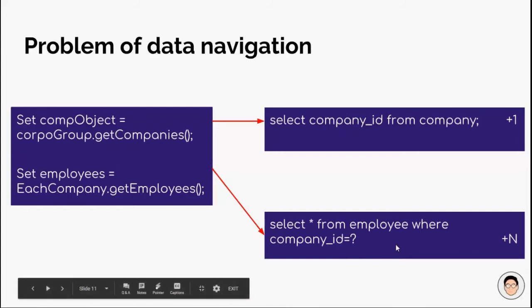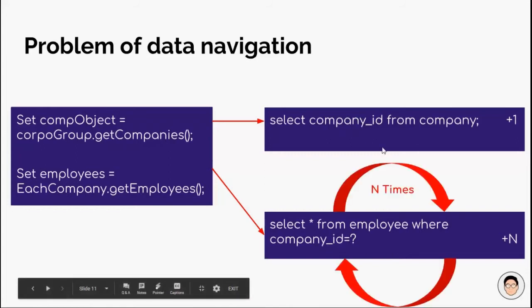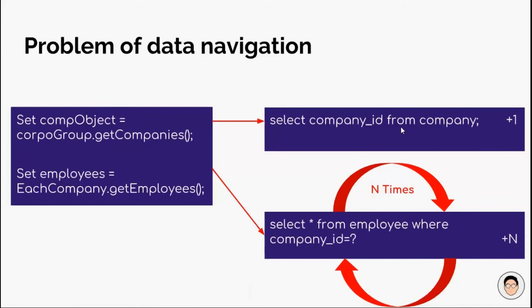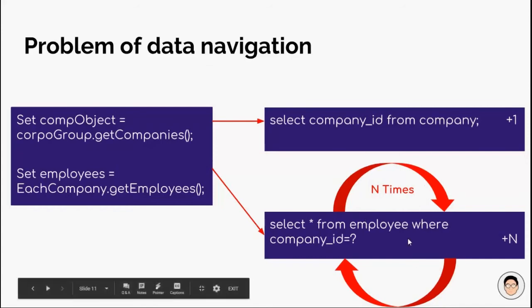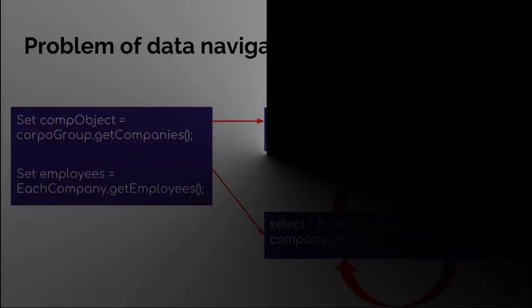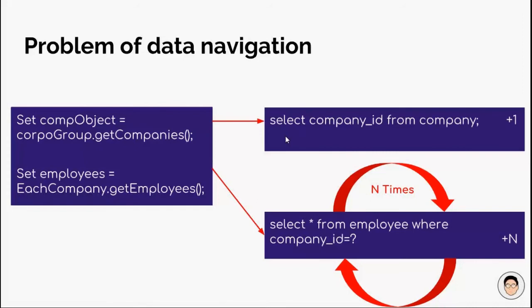So this query would be executed n times. Suppose I have 5 companies, then this query would be executed 5 times. Suppose I have 10 companies, then it would be executed 10 times. Suppose I have n companies, then this query would be executed n times. So a total of n+1 requests will be sent to the database. That's why it is named the n+1 select problem. Due to the larger number of requests to the database, performance degrades.